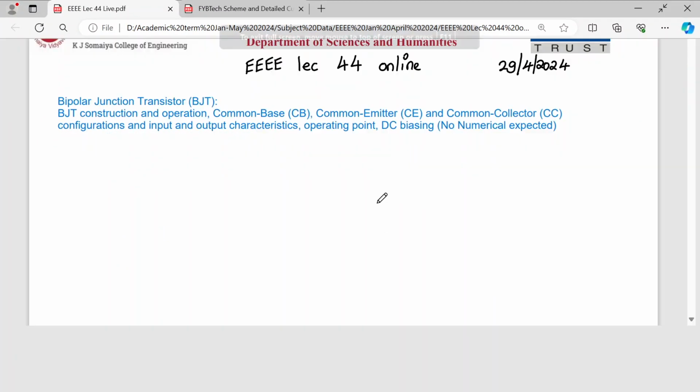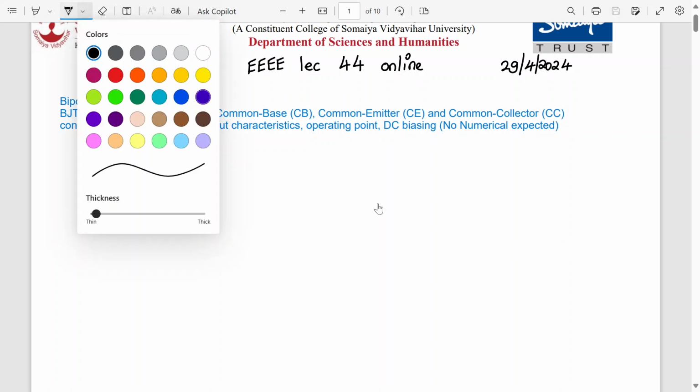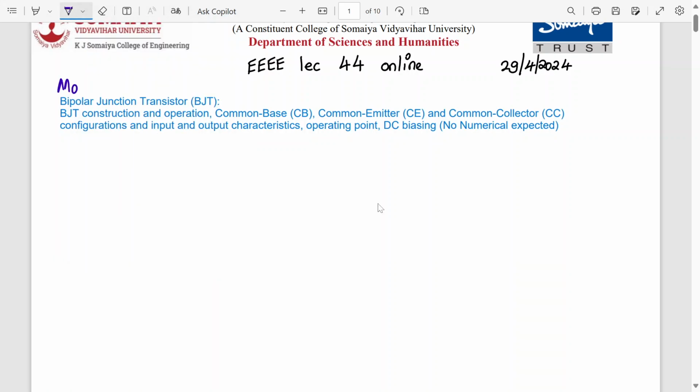Hello everyone. Today we are starting with module number 5, which is your BJT, Bipolar Junction Transistor. This is your module number 5.1. In that we'll start with BJT operation. Then we have common base, common emitter, common collector configurations, their input output characteristics. What do you mean by operating point DC biasing? And then on the second half, 5.2, we have BJT as a switch and voltage amplifier. So let's start with BJT topic.